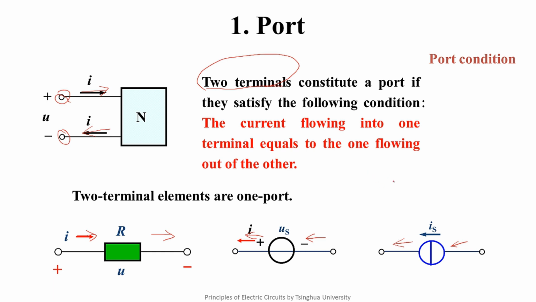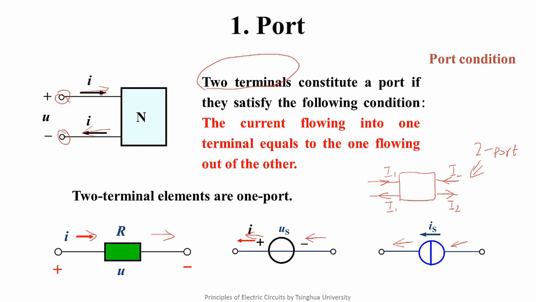But if we consider it abstractly, for such a circuit, it has four terminals outside. Then the current that flows in from this terminal and the one out from here are not necessarily equal. If they are equal, then we call this sub-circuit a two-port. We will discuss this in detail in subsequent lectures. In this lecture, we will only discuss the one-port network.